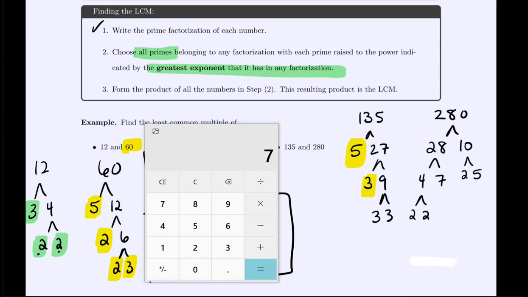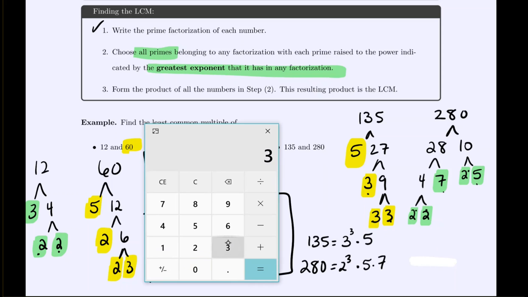So for 135, we get the following prime factors highlighted in yellow. For 280, we would get the following prime factors here. So we could write out their prime factorizations. 3 occurs 3 times here, so 3 cubed times 5. For 280, 2 occurs 3 times. 3 doesn't occur at all, but 5 occurs once, as does 7.